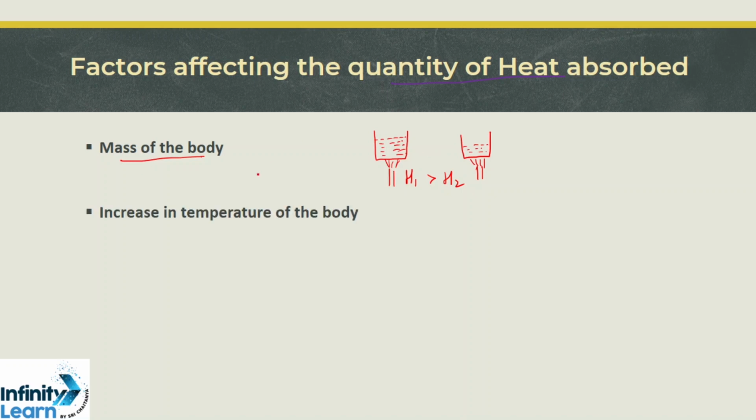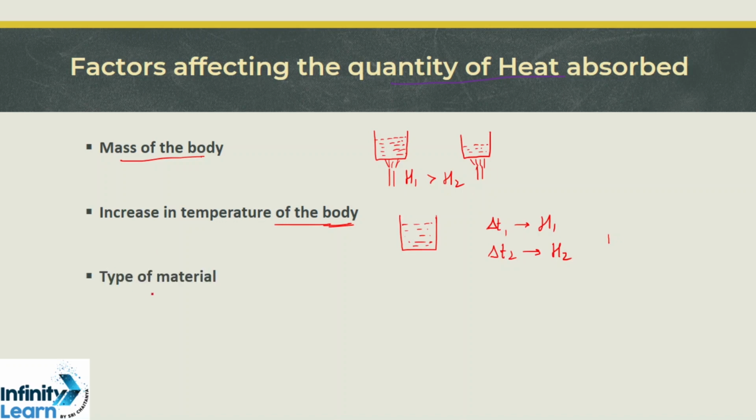The second factor is the increase in temperature of the body. If I want to increase the temperature by 5 degrees Celsius, then the amount of heat required will be less. If I want to increase the temperature by 20 degrees Celsius, the amount of heat will be high. Therefore, the increase in temperature of the body also defines how much heat is to be absorbed.